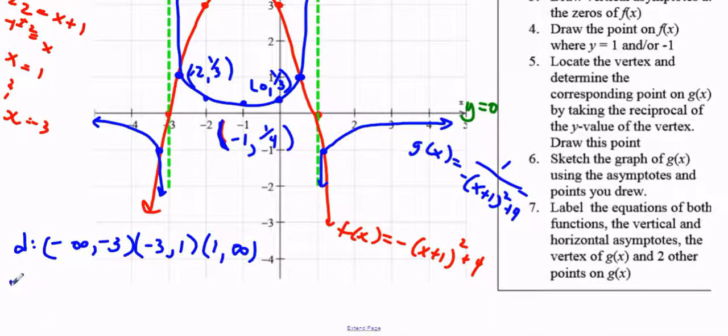Range, let's think about this. We'll start from the bottom, negative infinity, good, until we get to y equals 0, right? So we're going to start at negative infinity and we're going to stop at 0.